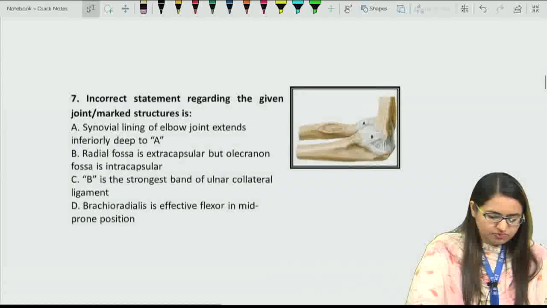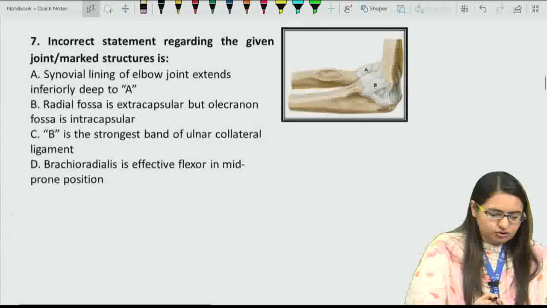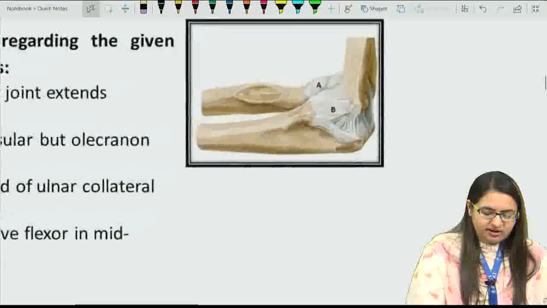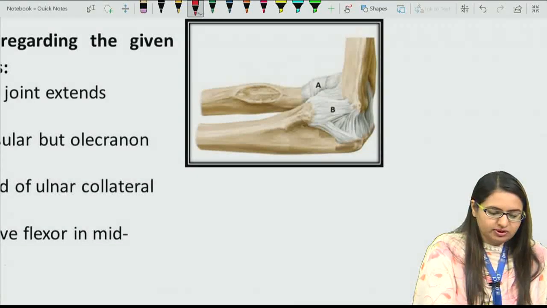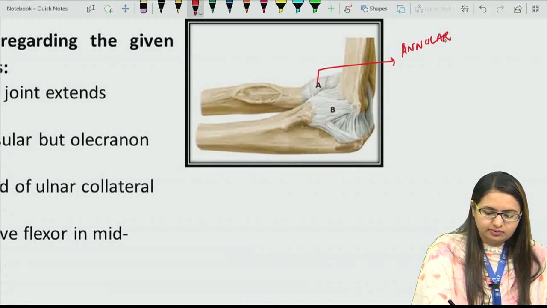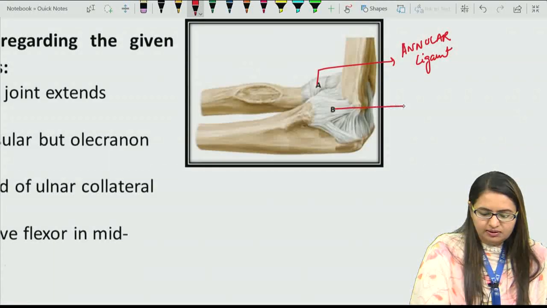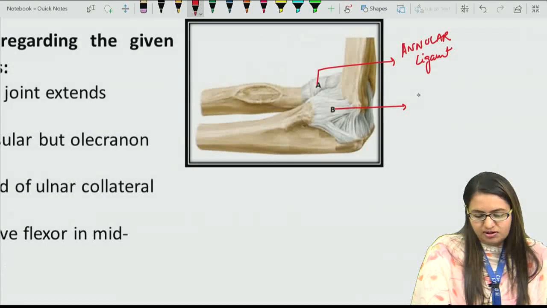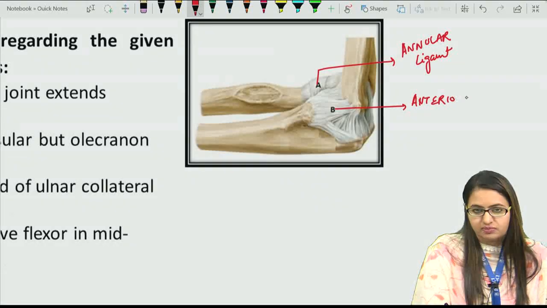The next question, question number 7, is regarding the elbow joint. In this, first of all, we will identify the A and B which are written over here. The A is the annular ligament. The B over here is the ulnar collateral ligament, and to be specific, this is the anterior band of the ulnar collateral ligament.